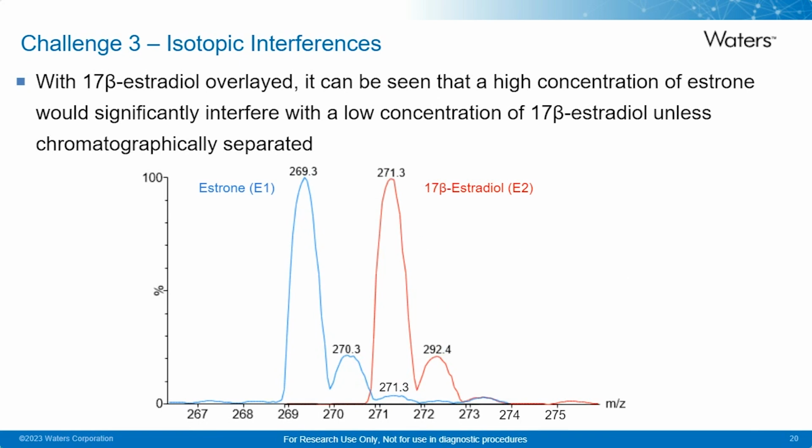And then if we overlay a spectra for estradiol, you can see that this third peak of estrone actually has the same mass to charge ratio as the main estradiol peak. And therefore, a high concentration of estrone could potentially significantly interfere with a low concentration of estradiol in the mass spectrometer. And this is why it is important that we chromatographically separate them.